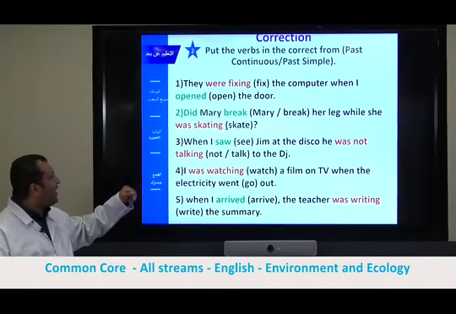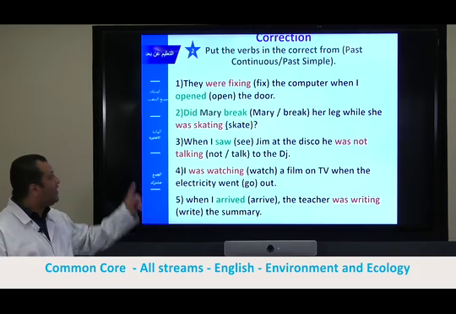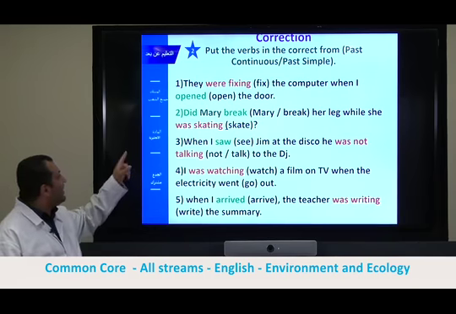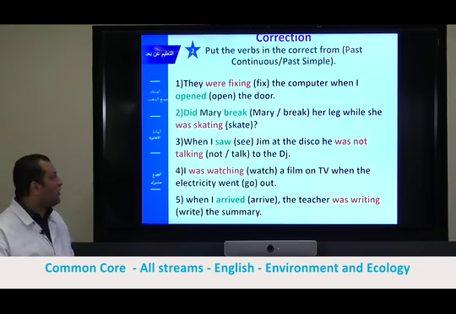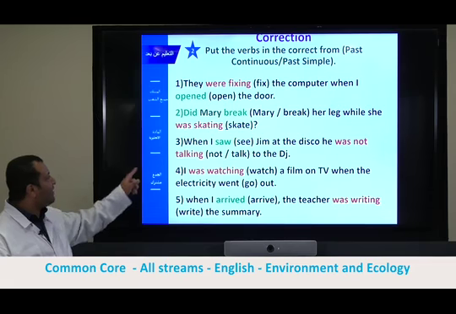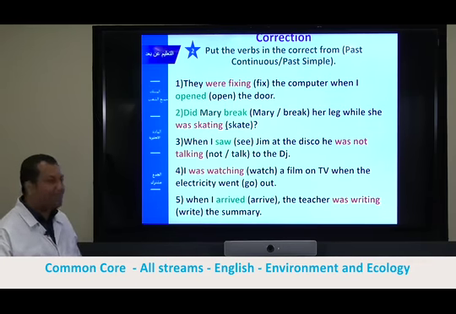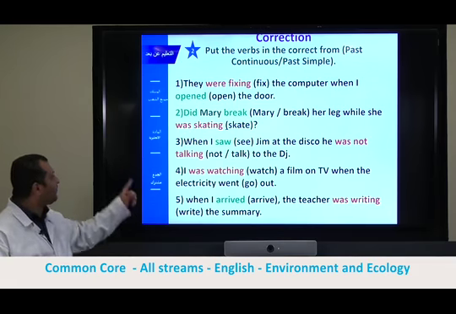Did Mary break her leg while she was skating? Did Mary, so did plus subject plus the verb. This is simple past because the action of breaking is a short action, whereas the action of skating is a long one. Let's repeat. Did Mary break her leg while she was skating? Maybe yes she was or no she wasn't.